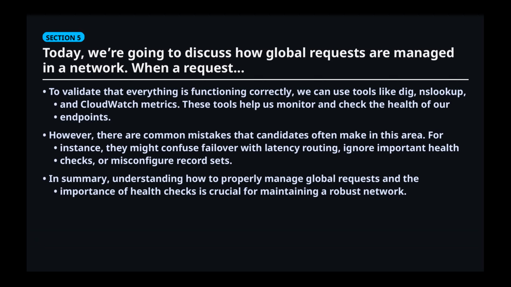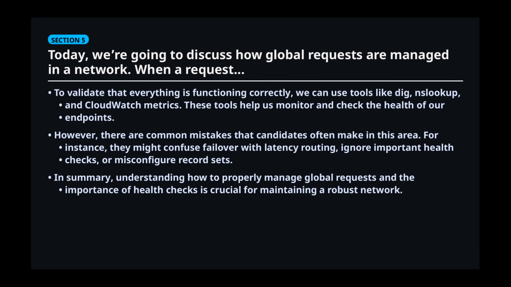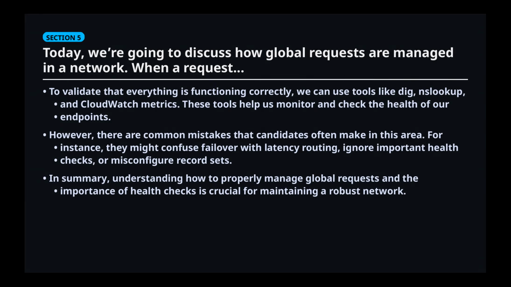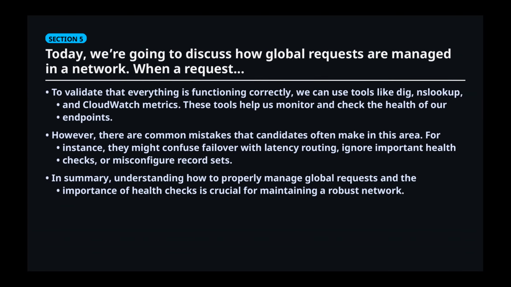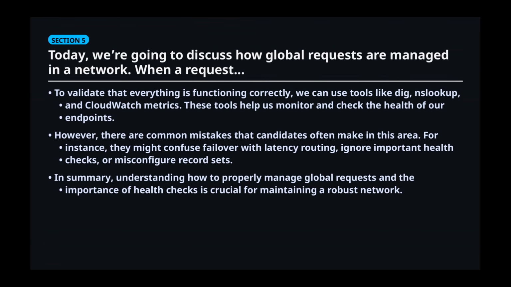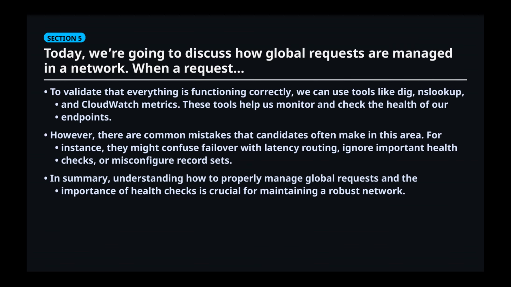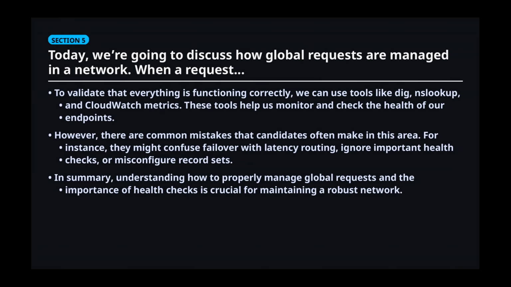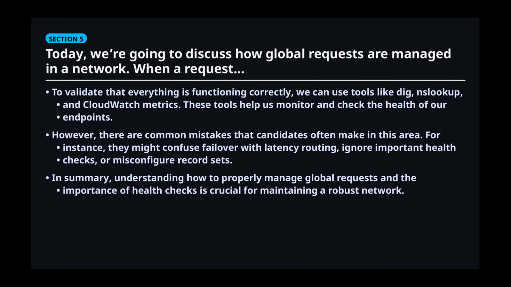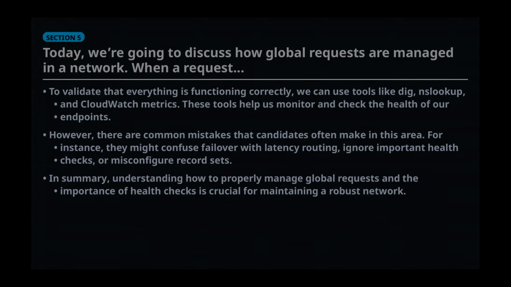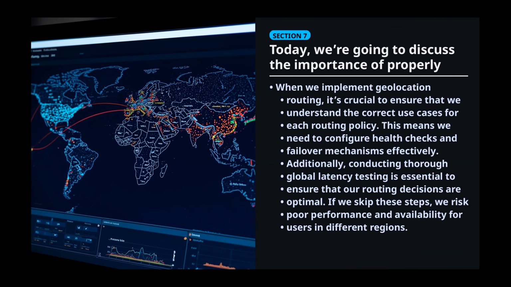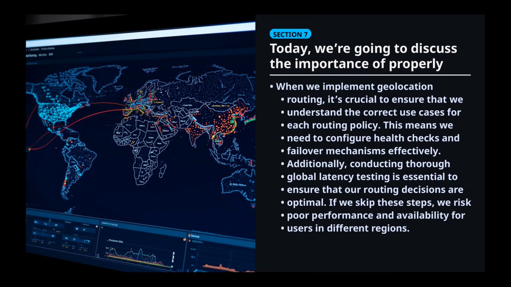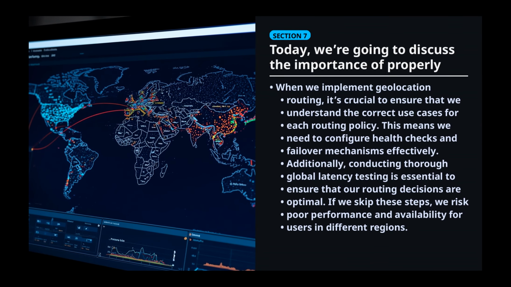However, there are common mistakes that candidates often make in this area. For instance, they might confuse failover with latency routing, ignore important health checks, or misconfigure record sets. In summary, understanding how to properly manage global requests and the importance of health checks is crucial for maintaining a robust network. When we implement geolocation routing, it's crucial to ensure that we understand the correct use cases for each routing policy.